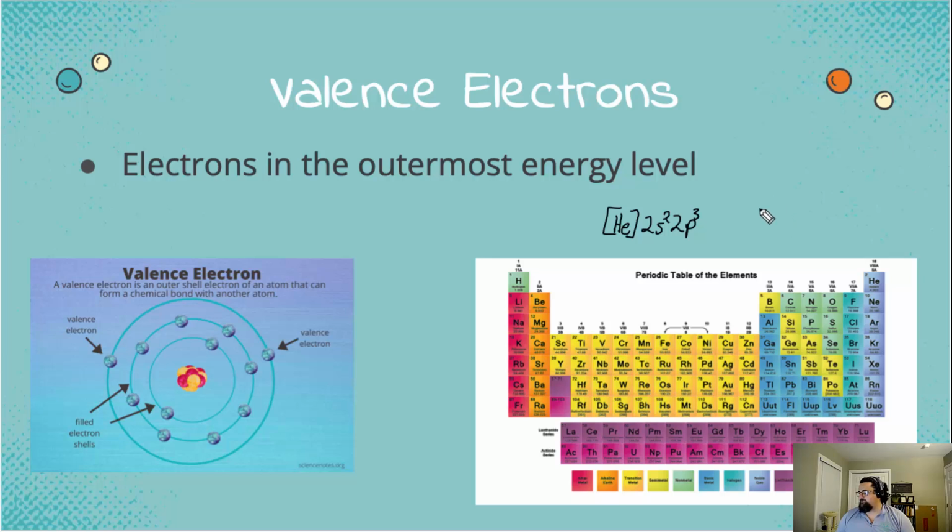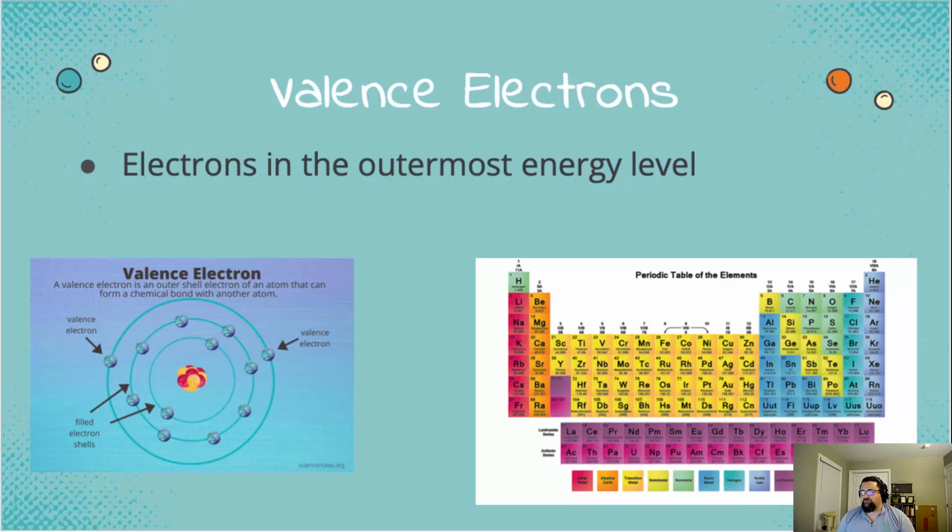If you did phosphorus, you do the same thing right below it, but instead of helium, it would be neon, and instead of the 2s, it'd be 3s2, 3p3. And so again, 5 valence electrons.